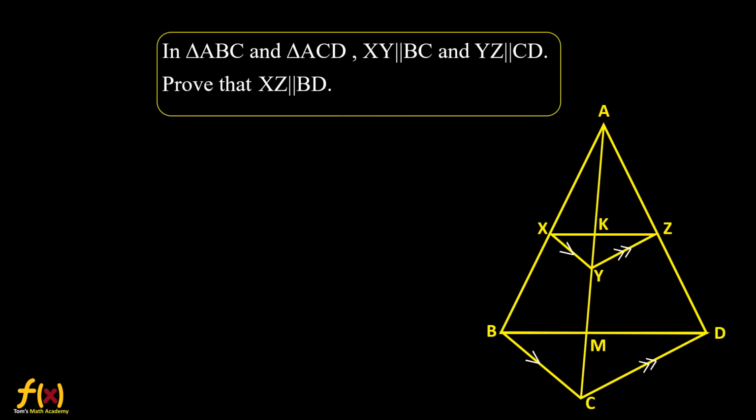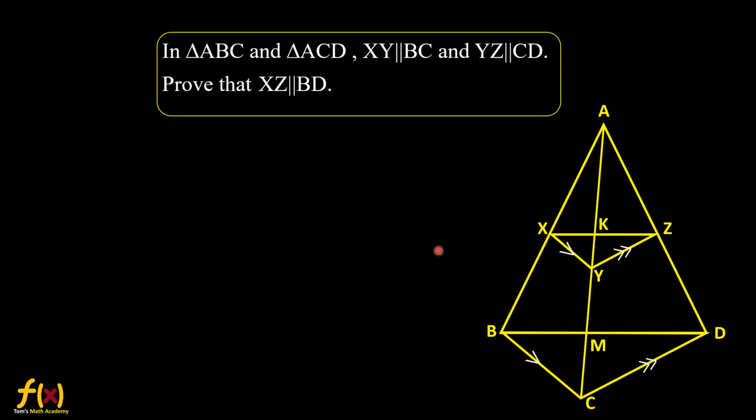Here is another beautiful question. Triangle ABC and ACD. We have two triangles in front. XY parallel, it's already marked. YZ is also parallel to CD. Prove that XZ is parallel to BD. What is the triangle? That is the triangle ABD. So we have to prove that XZ parallel to BD.